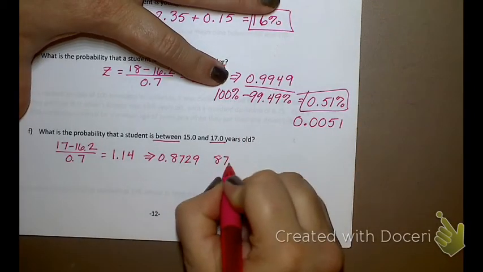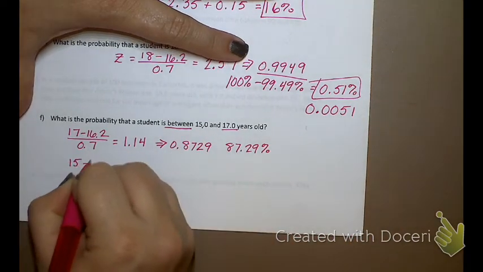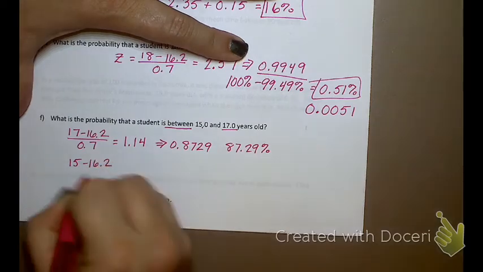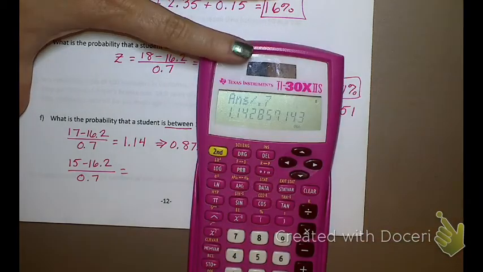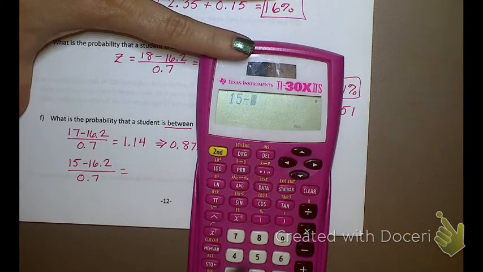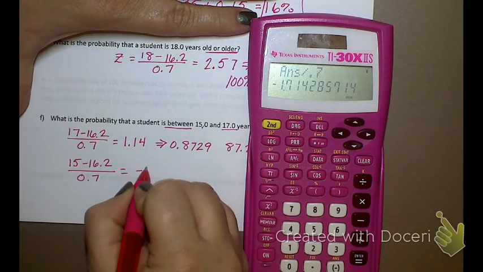Or in other words, 87.29%. And now let me find the z-score for 15. So 15 minus 16.2 divided by 0.7. And this one's going to be negative. I get negative 1.71.